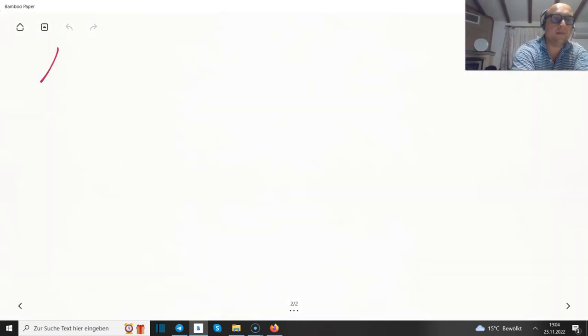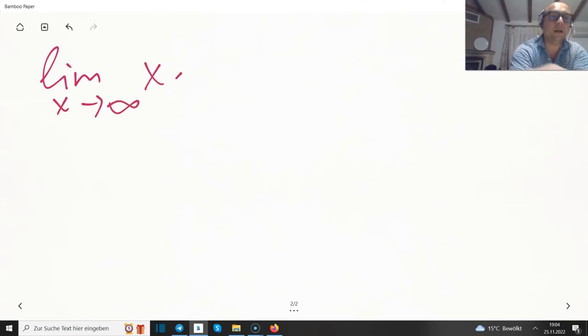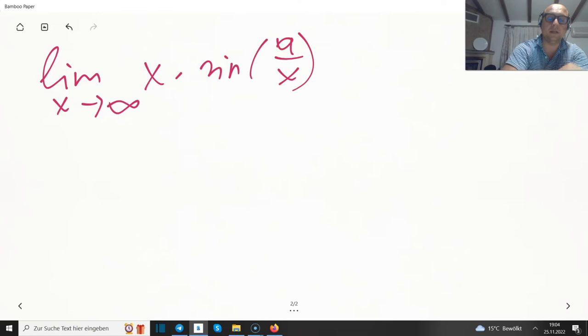Let's move on. Limit as x goes towards infinity of x times sine of a divided by x. If we look at this for the first time, x is increasing and a is some value. A divided by a huge number is decreasing, so it's running towards 0. It's not clear whether it's coming from the right-hand side or from the left-hand side because of the sign, so it could be plus or minus infinity. So maybe this limit does not exist at all.